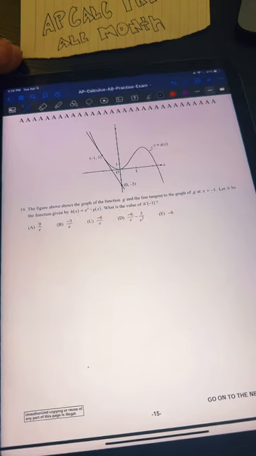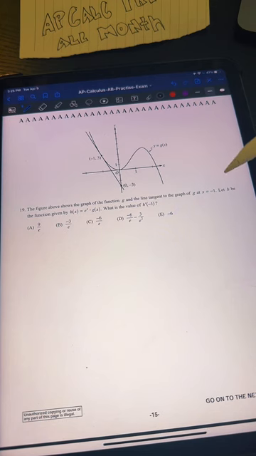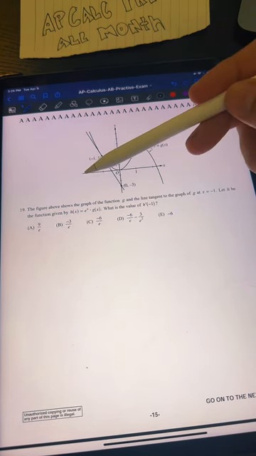This one looks fun. Hold on, give me 1 second. I don't know if you can hear my music, but I just have to change it real quick. Yes, AP is easy. This is multiple choice. It should totally be easy.